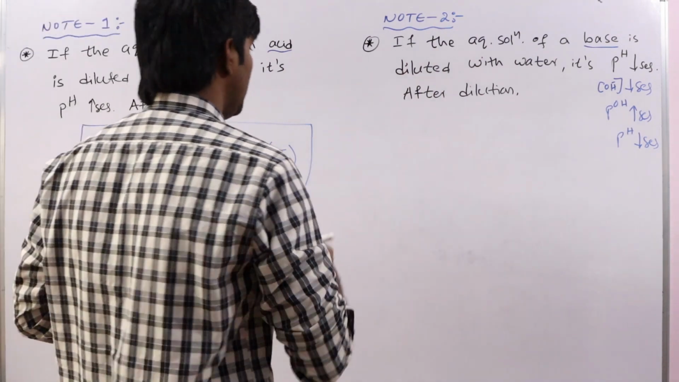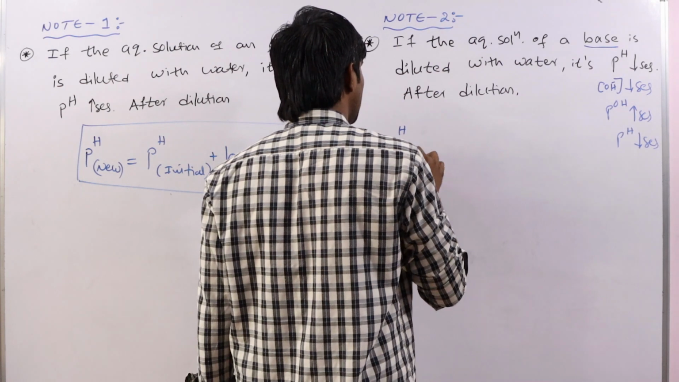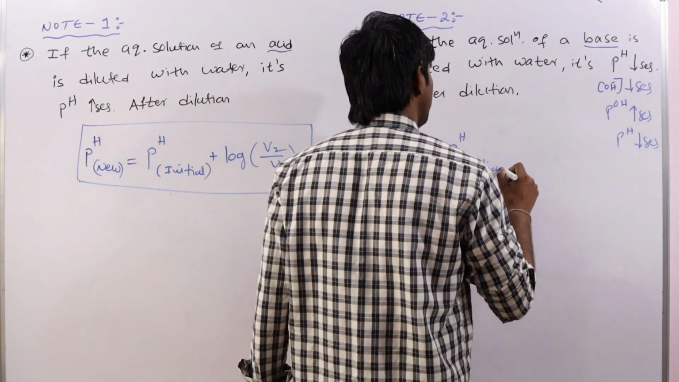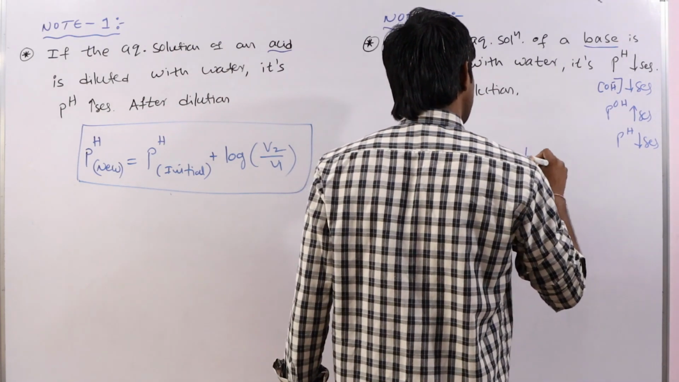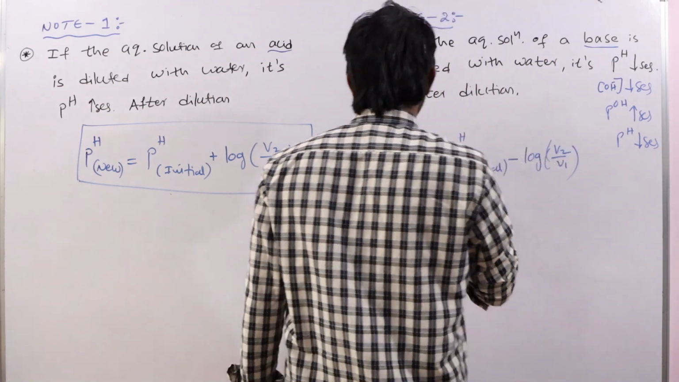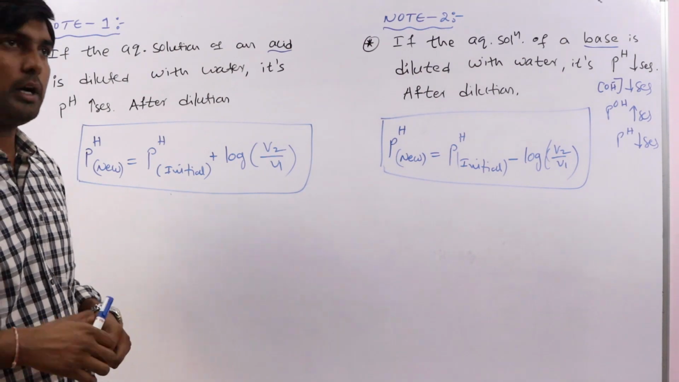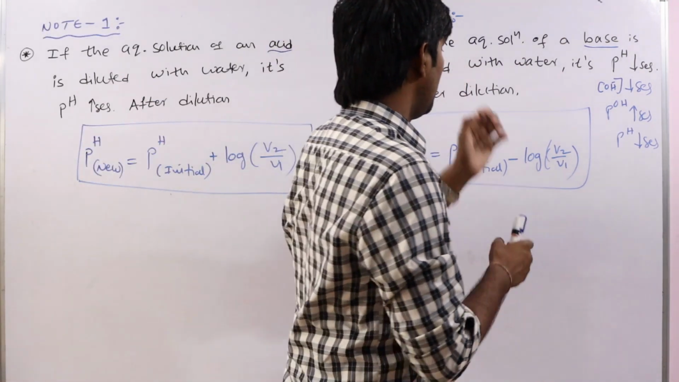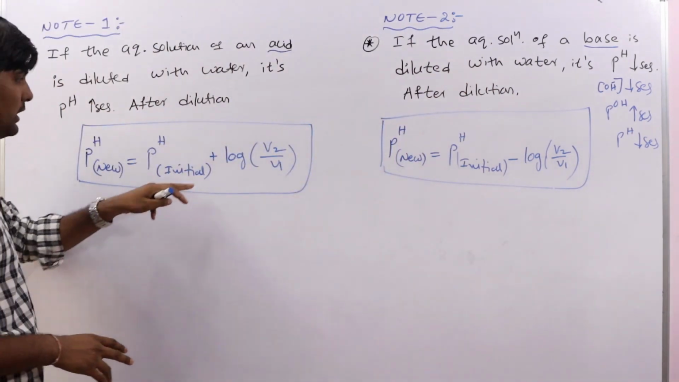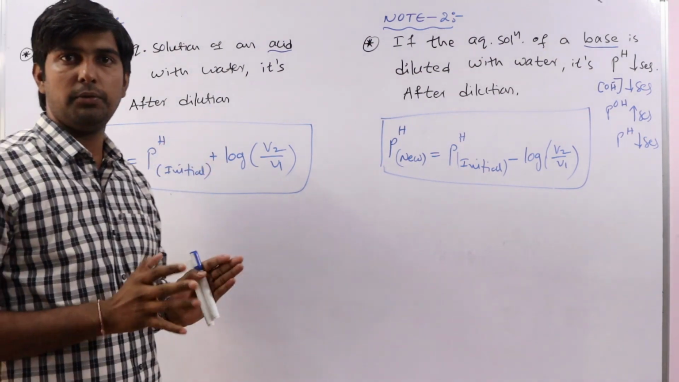So now after dilution, new pH is equal to initial pH, that is before dilution, minus log V2 by V1. So this is the formula for a base solution, when an aqueous solution of base is diluted with water. Clear? So two formulas, the only difference is the sign, for simple. No need to get any confusion.